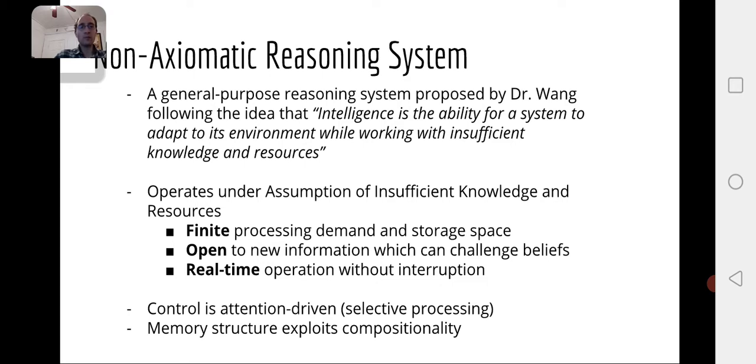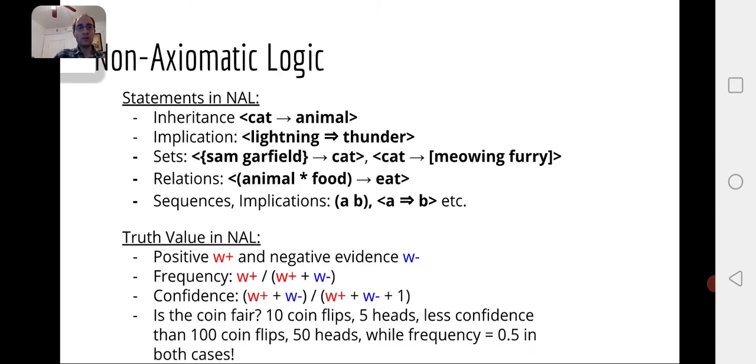It has to be open to new information, which can always challenge existing beliefs, and it has to work in real time without interruption. The system is designed to work under the assumption of insufficient knowledge and resources. The control strategy of this reasoner is attention-driven, meaning selective processing based, and the memory structure exploits compositionality, as we will see. The non-axiomatic logic is a logic which supports reasoning about uncertainty.